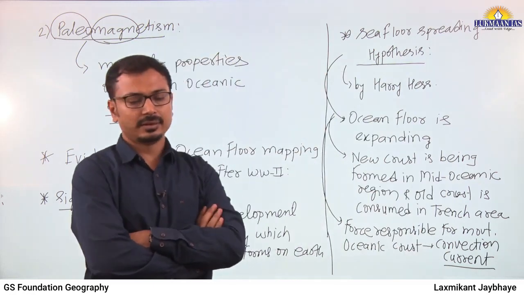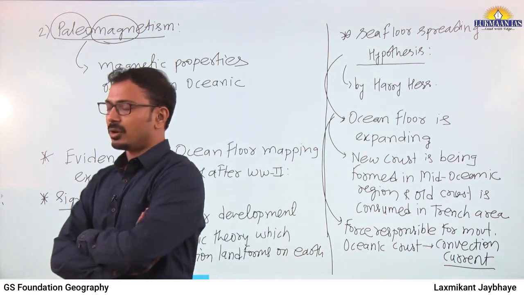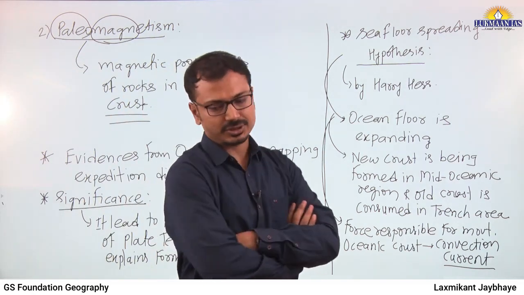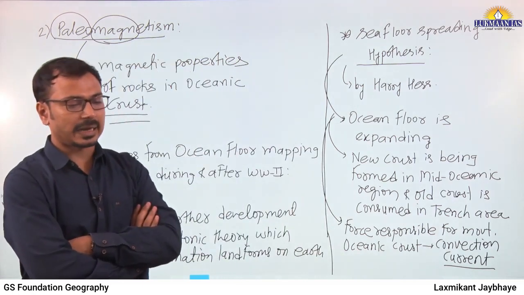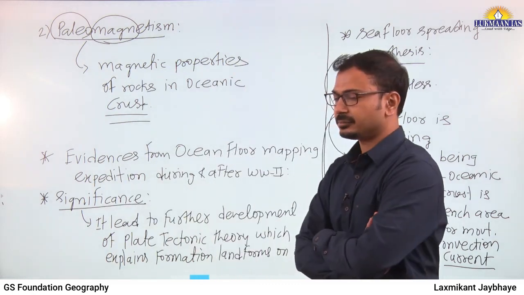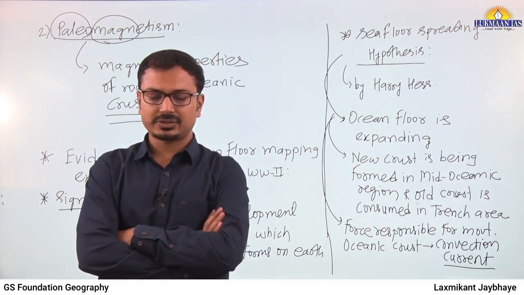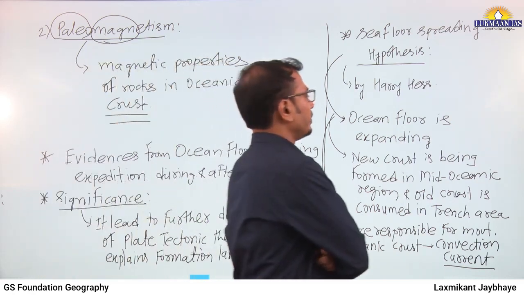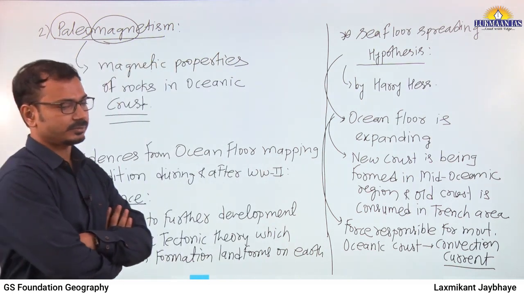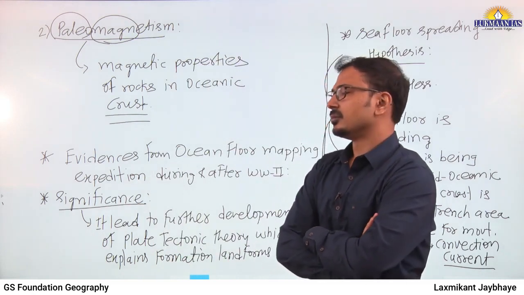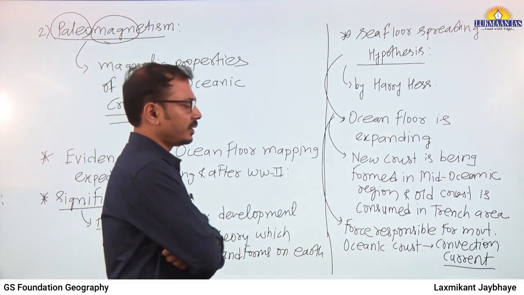Next, after studying the rocks on either side of the oceanic ridge, it was found that there are alternate bands of magnetic rock stripes with normal and reversed polarity.